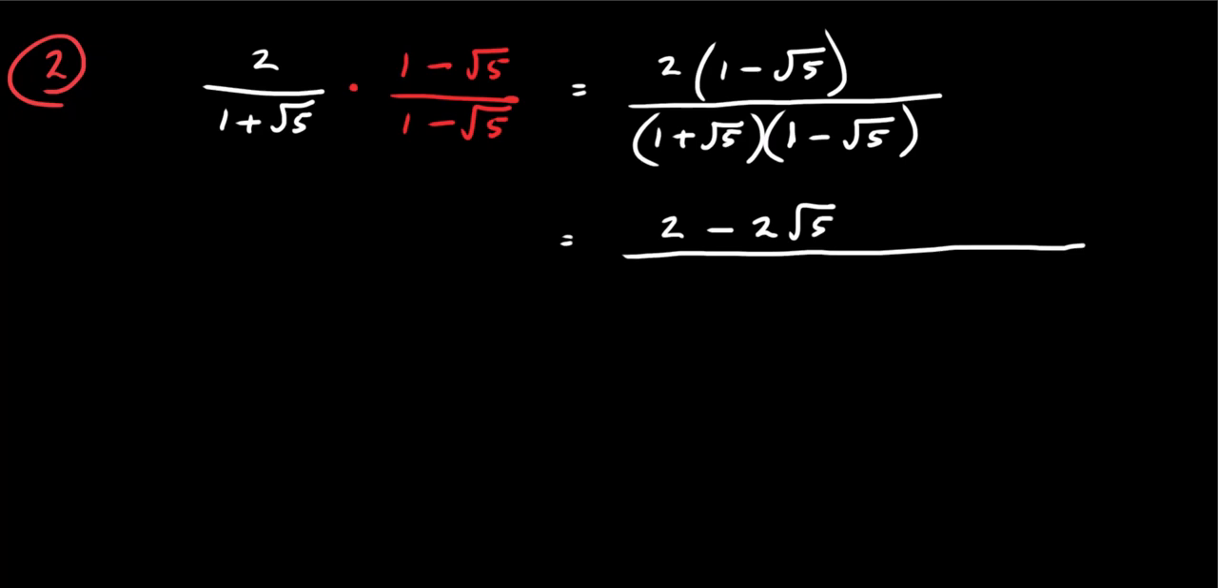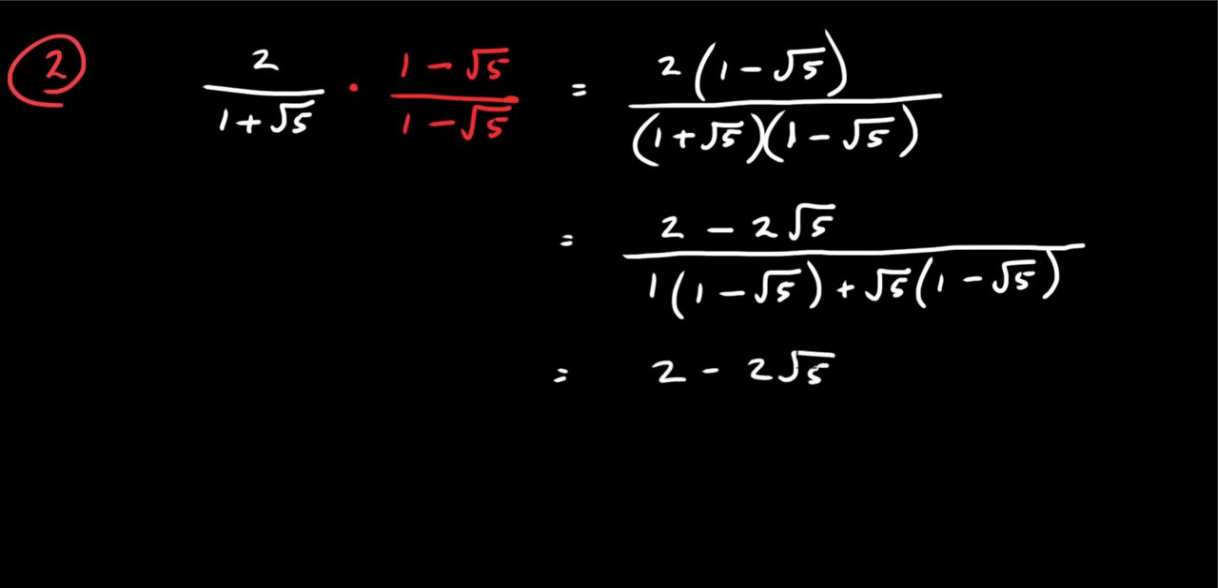Now if you like, you can write it out like this. Take this 1 here, multiply that by the second bracket, which is 1 minus the square root of 5. Take the plus root 5 and multiply that by the second bracket, which is 1 minus root 5. So what you end up with on the top is just 2 minus 2 root 5. On the bottom then, let's multiply out these brackets.